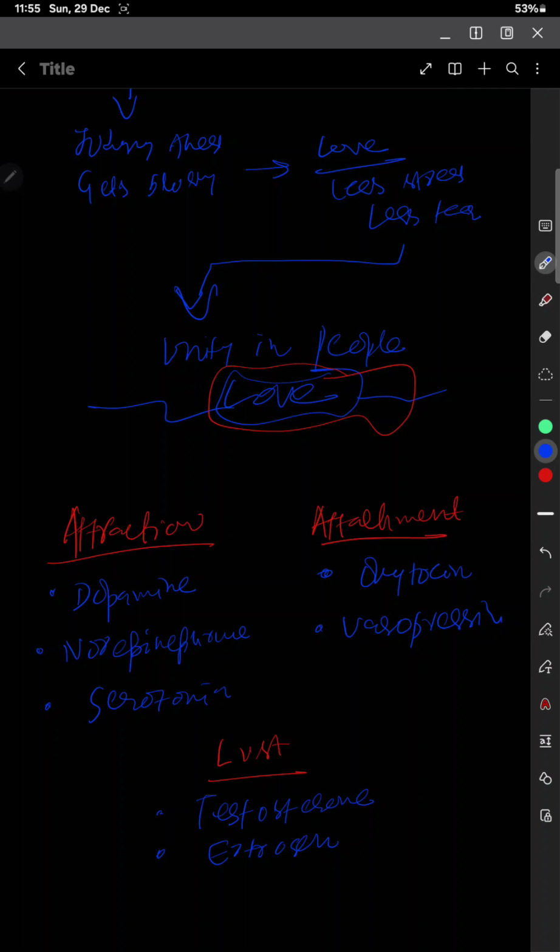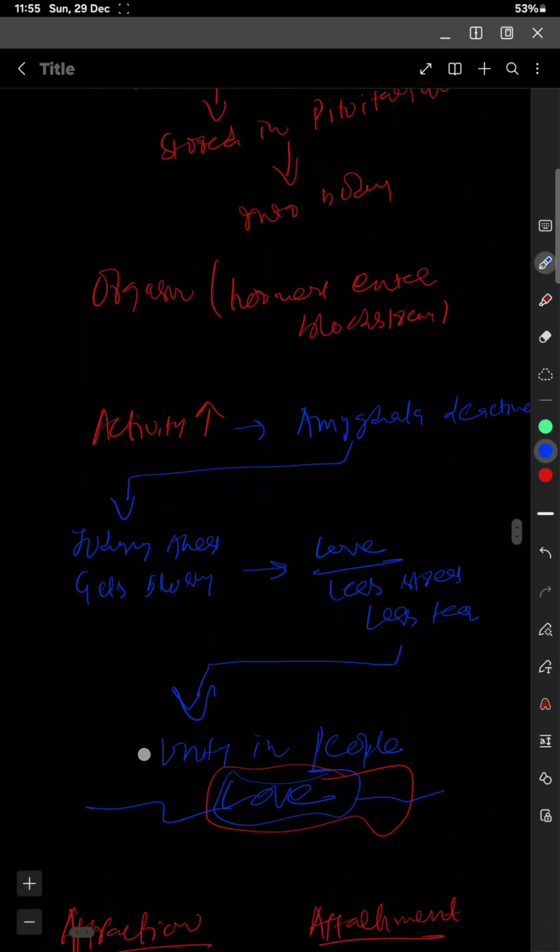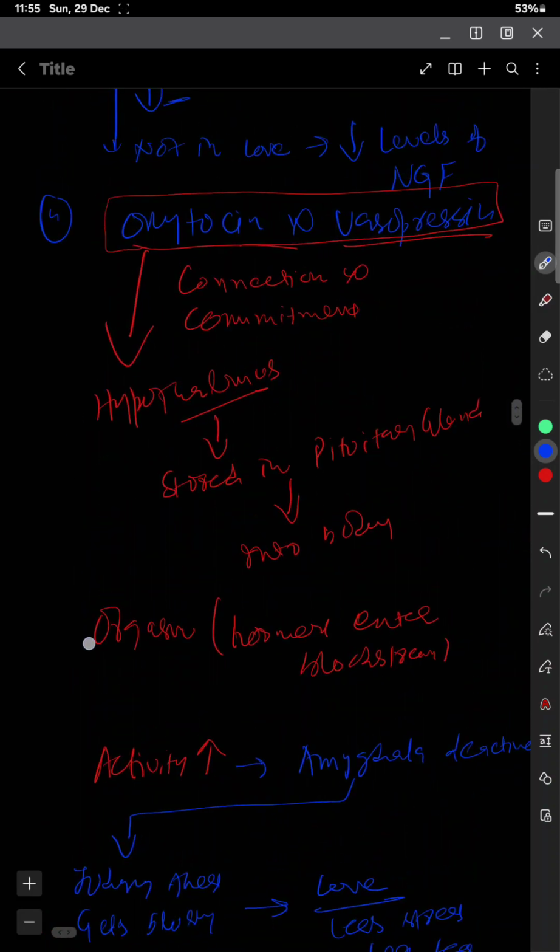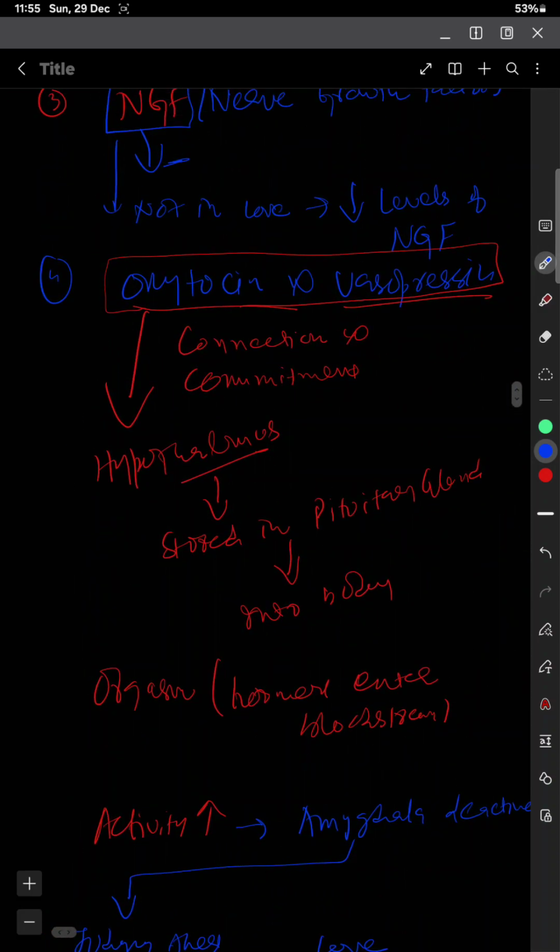So this is the science of falling in love, the biology behind falling in love: attraction, attachment and other things. The main hormones responsible here are oxytocin and vasopressin, because they are responsible for connection and commitment. So this was all about the science of how a person falls in love.